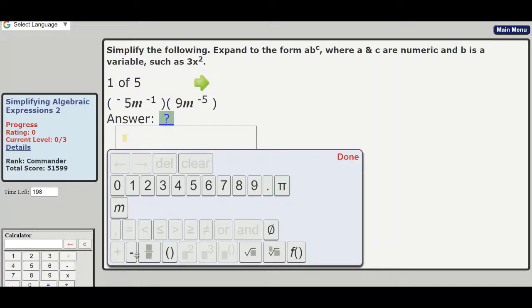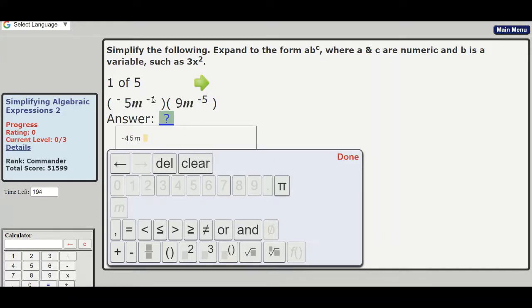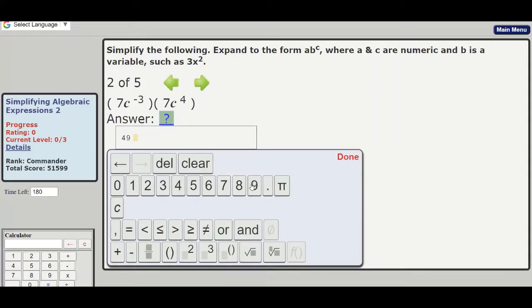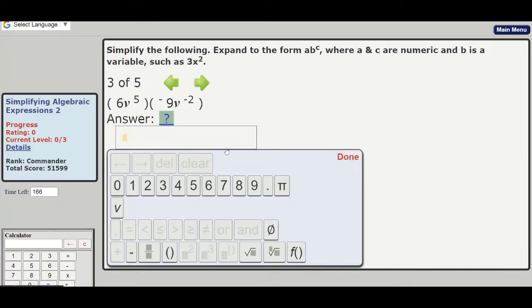Negative 5 times 9, negative 45. Kopya yung M. Tapos negative 1 plus negative 5 is negative 6. Pindutin yung exponent, tapos negative 6. Done. 7 times 7, 49. C raised to negative 3 plus 4. Magkaiba yung sign, subtract ulit. 4 minus 3 ay 1. So, C na lang siya. Hindi na ilalagay yung 1.